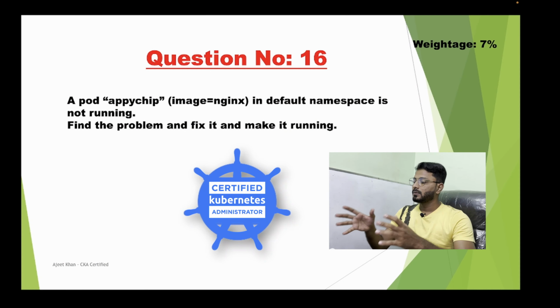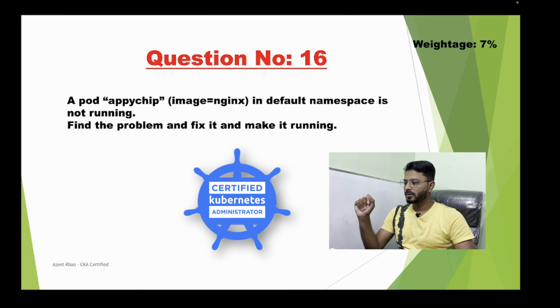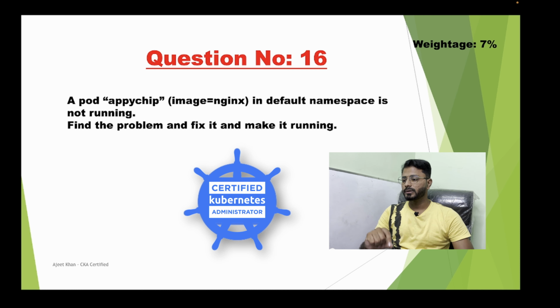Hi everyone, welcome back. So far we have covered a lot of questions, and in this video we are going to talk about question number 16. The question is, a pod appychip with image nginx is in the default namespace and it is not running. Find the problem and fix it and make it running.